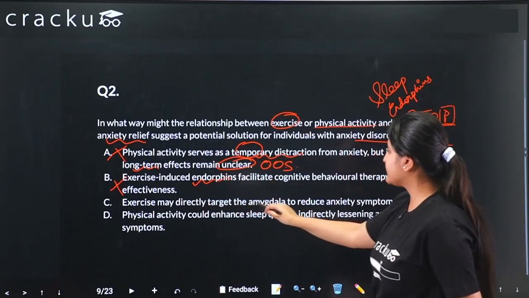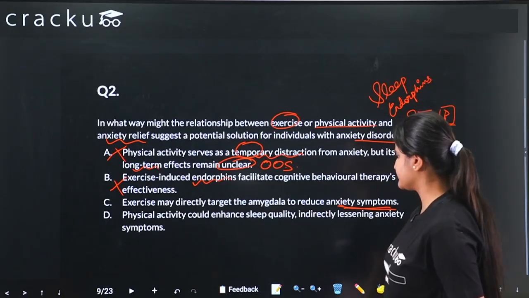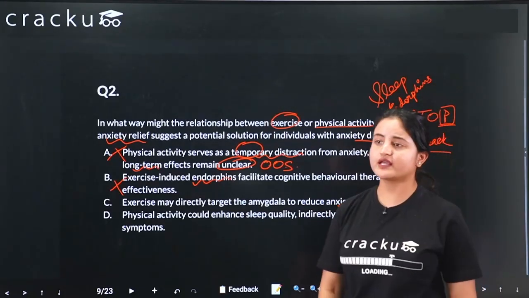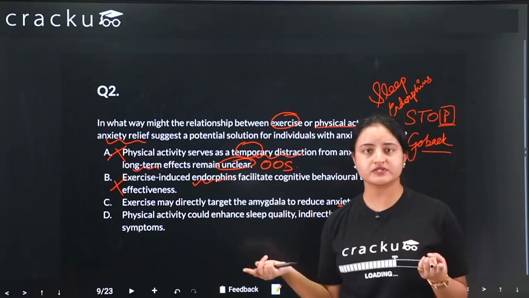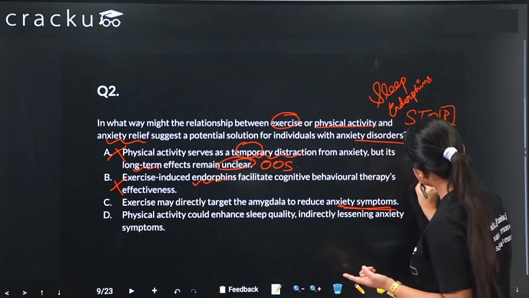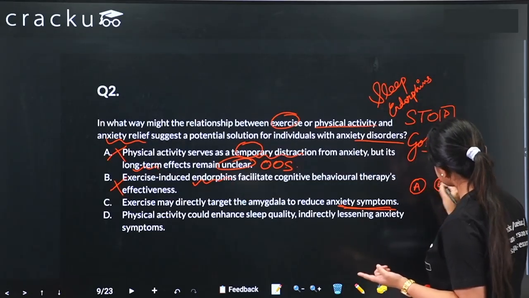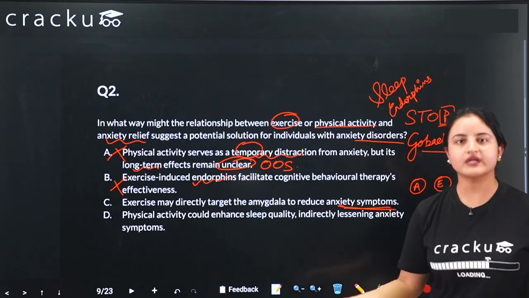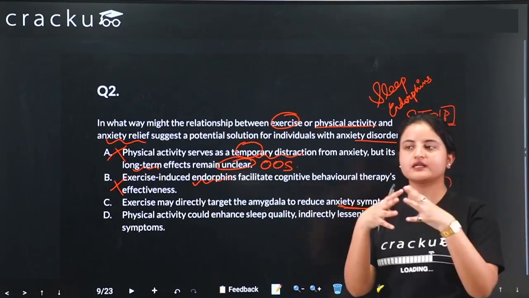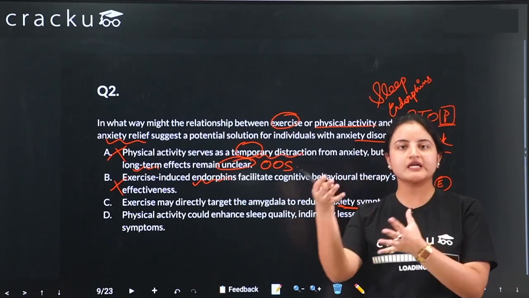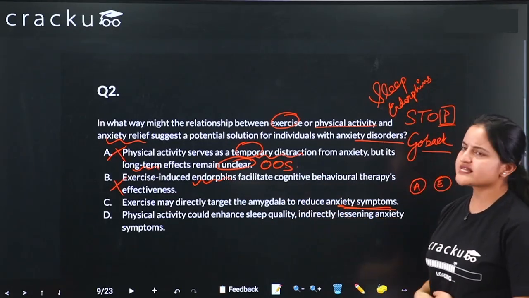Exercise may directly target the amygdala to reduce anxiety symptoms. Now again, amygdala was discussed. Exercise helps, that was discussed. But were these two things related? Were amygdala and exercise related? No, right? Amygdala was discussed when? That anxiety disorder, amygdala plays a big role in understanding the disorder. But was the relationship between exercise and amygdala made?